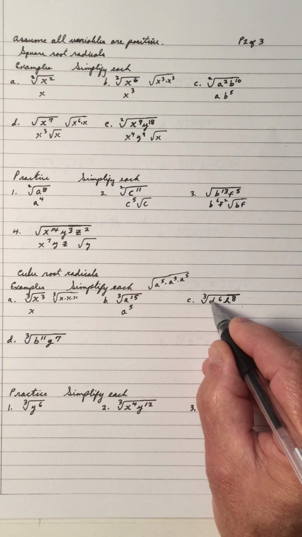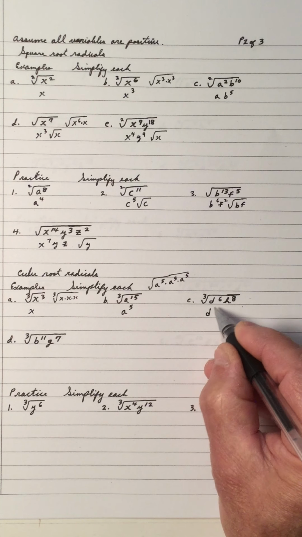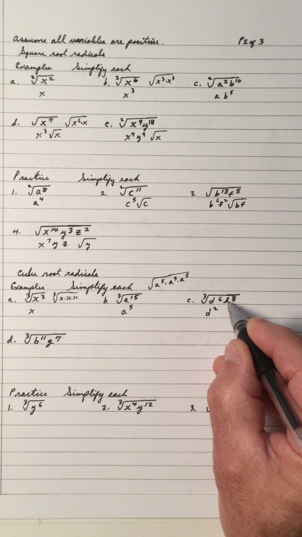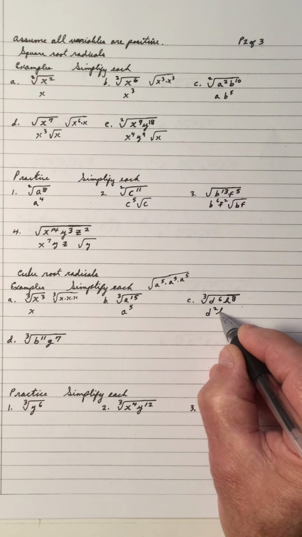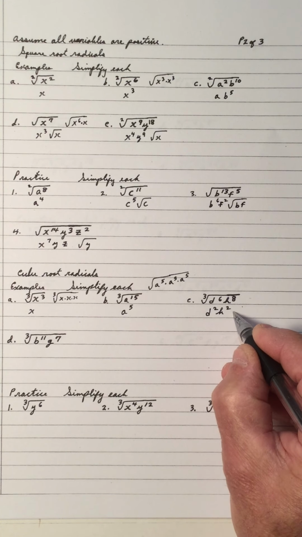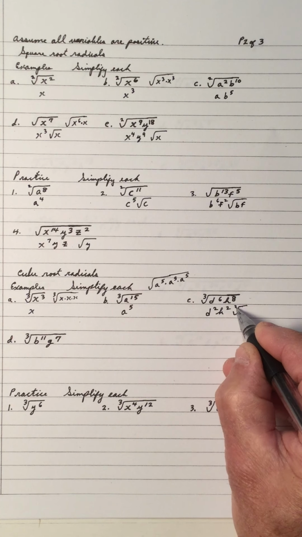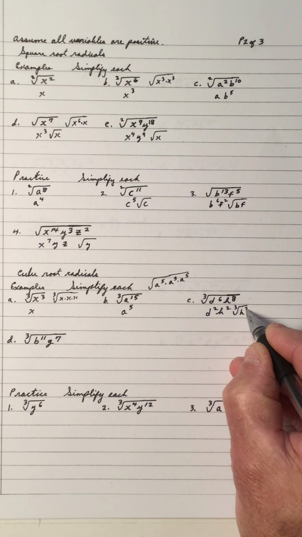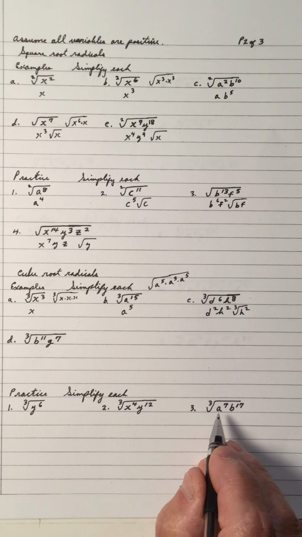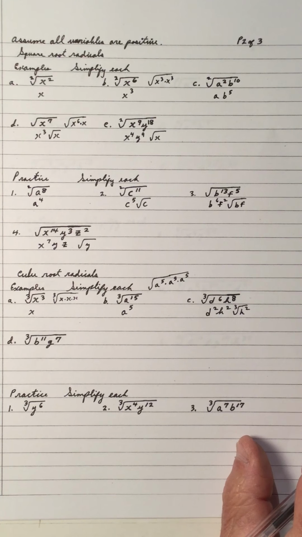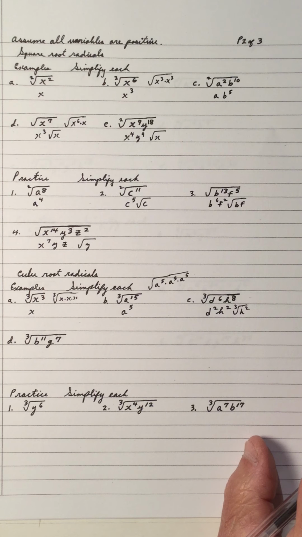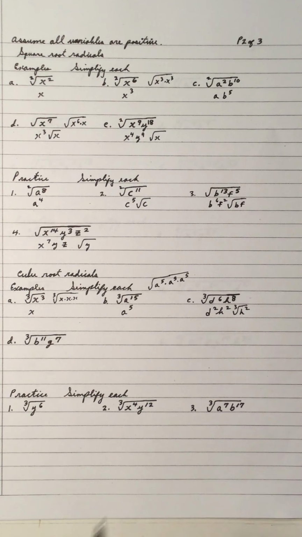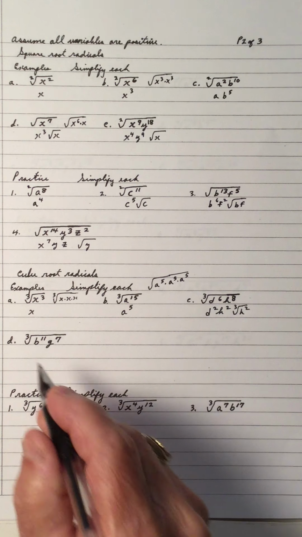The cube root of d to the 6th: 6 divided by 3 is 2. 8 divided by 3 is 2, and there's some left over, there's 2 left over. Not too hard if you think about it. For cube roots, you need 3 of them. So you divide your exponents by 3, and what's left over you keep inside.